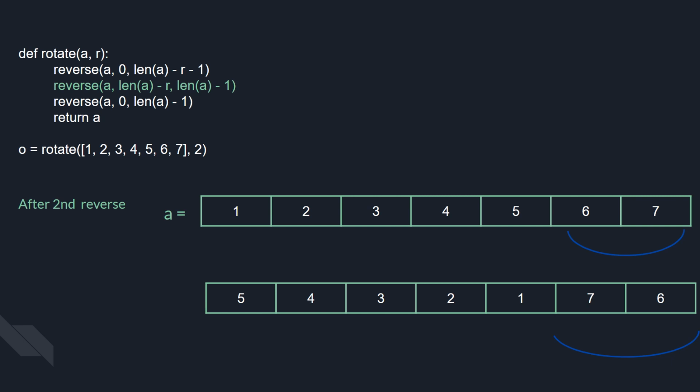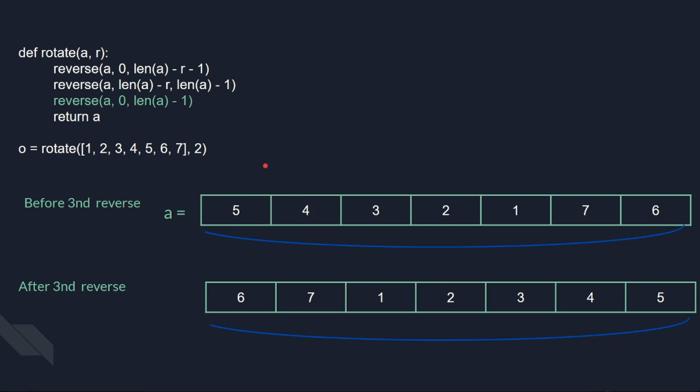And then you call it again. You reverse the rest of it, which should be the length of a take away r to the length of a take away 1, which in this case would be reversing this. And now you're reversing the full array, which would be from 0 to the length of a take away 1.